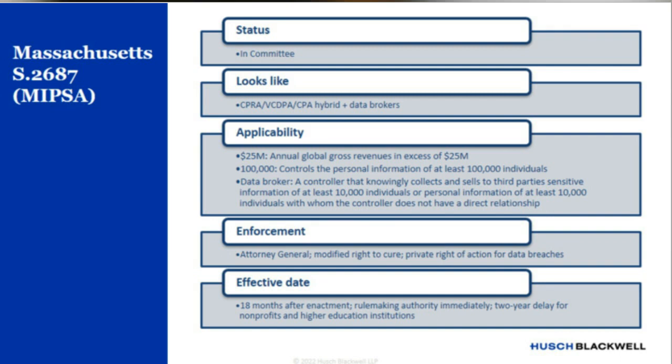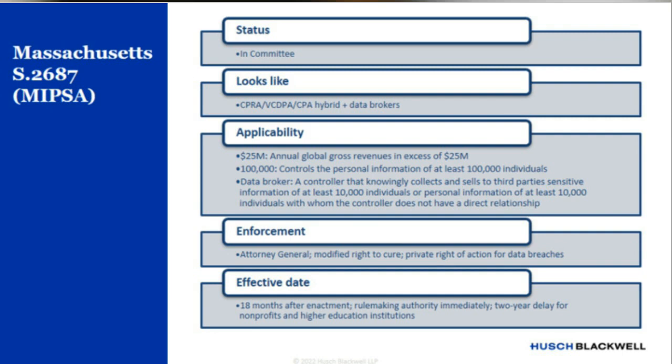As for applicability, MIPSA applies to controllers and processors that conduct business in Massachusetts, offer goods or services targeted to the residents, or monitor the behavior of the residents. However, the provisions regarding controller obligations and the rights afforded to consumers only apply if a business meets at least one additional threshold that we have listed here: either a $25 million monetary threshold, a 100,000 volume threshold, or if you qualify as a data broker, which is defined as a controller that knowingly collects and sells either the sensitive information of at least 10,000 residents or the personal information of at least 10,000 residents if there's no direct consumer relationship.